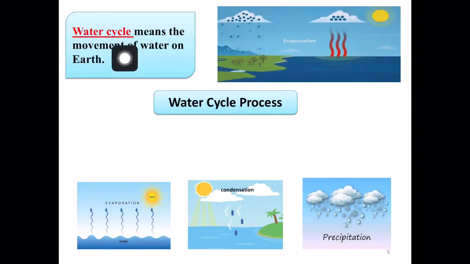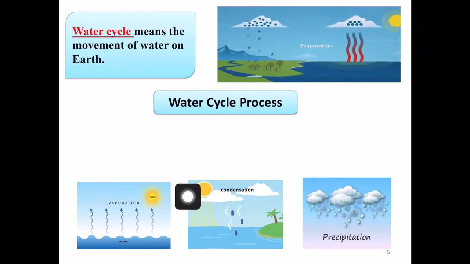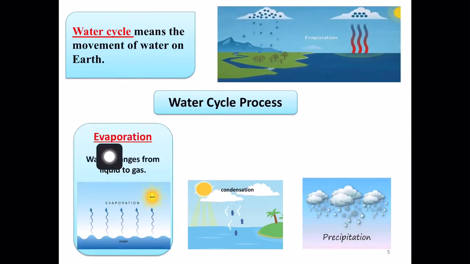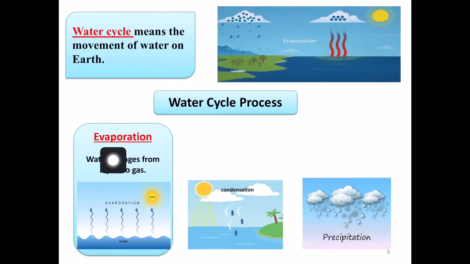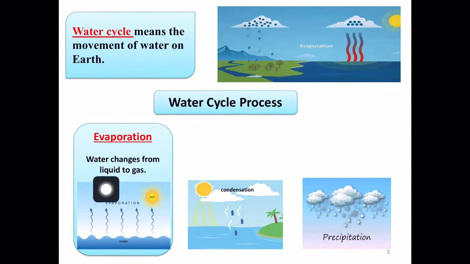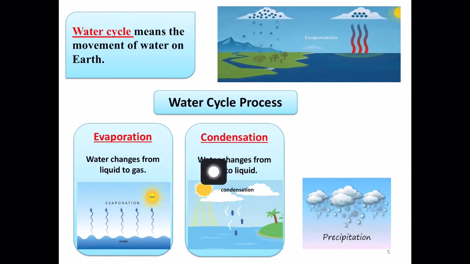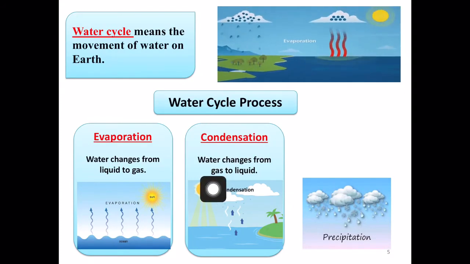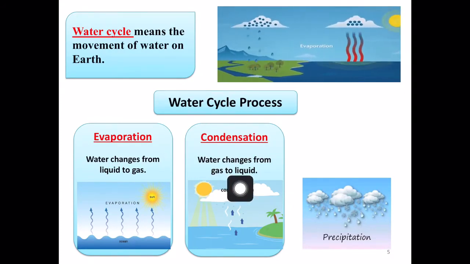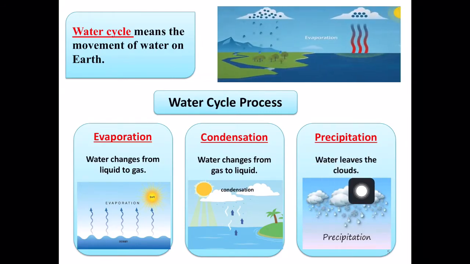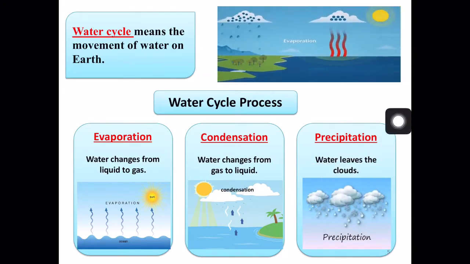The water cycle means the movement of water on Earth, and there are parts to the water cycle process. The first part is evaporation. Evaporation is when water changes from liquid to gas. Condensation is when water changes from gas to liquid. Precipitation is when water leaves the clouds and comes down to Earth.